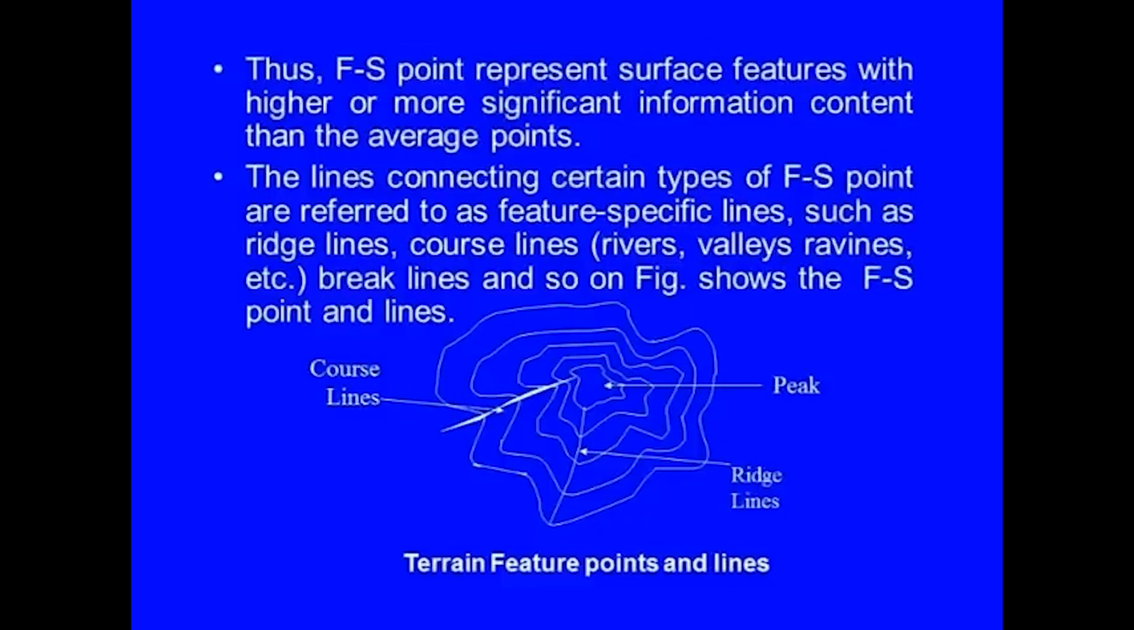The lines connecting certain types of feature surface points are referred to as feature specific lines, such as ridge lines, course lines, rivers, valleys, ravines, etc., break lines, and so on. In the figure below, we can see some of the typical illustrations of FS points and lines. So, the peak is a FS point and the course line and the ridge lines are the FS lines.